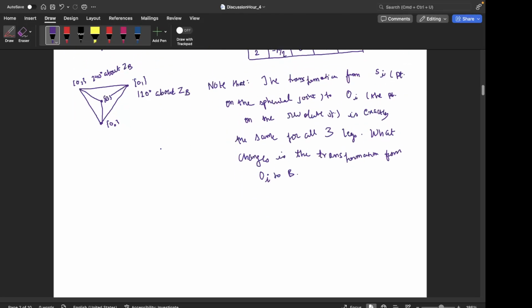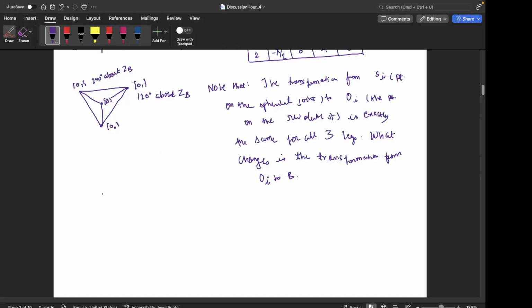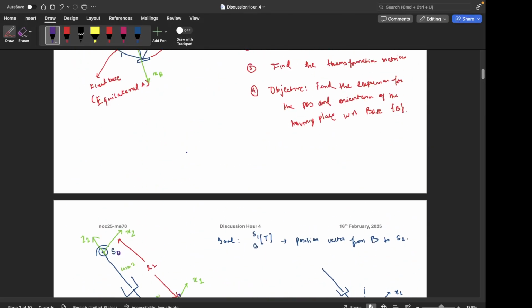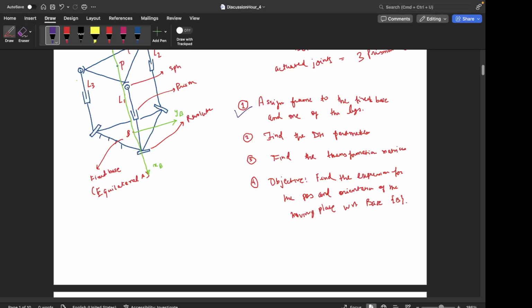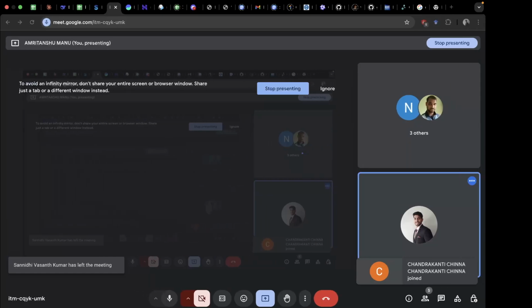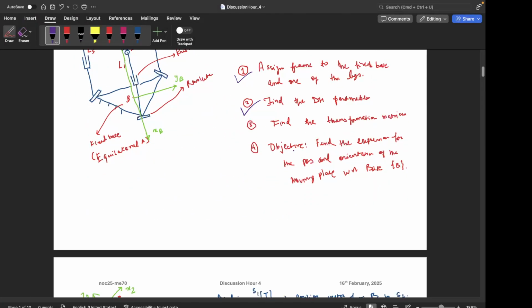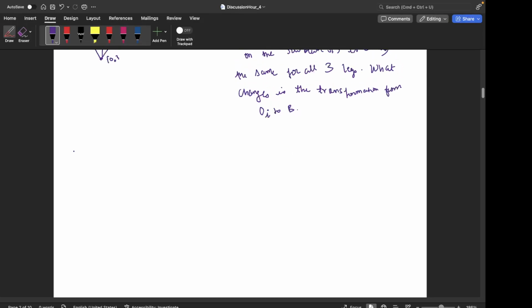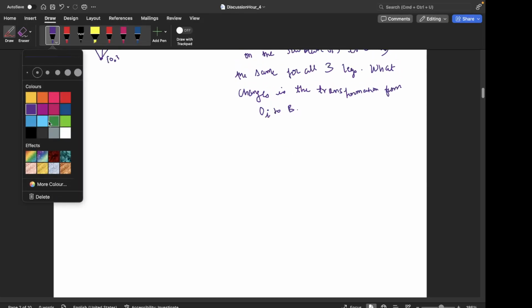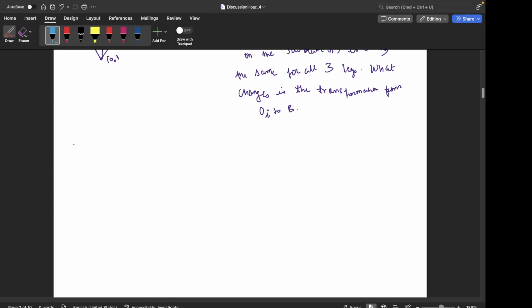So now, if you look at the steps, we assigned the frames and we found the DH parameters, right? So two steps are done, right? Now we are at the third step, that is, find the transformation matrices.